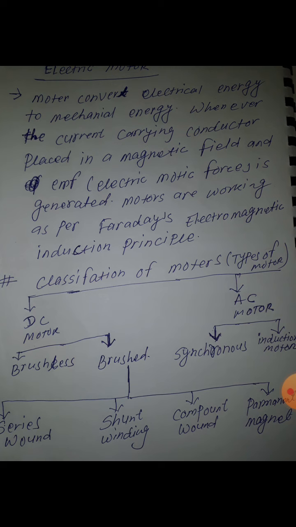AC motors have two types inside: the synchronous motor and the induction motor. Synchronous motors are not used very much because they are very expensive and are a different type of system. A synchronous motor is a doubly excited machine, so we need two power supplies; two electrical inputs are provided to it.